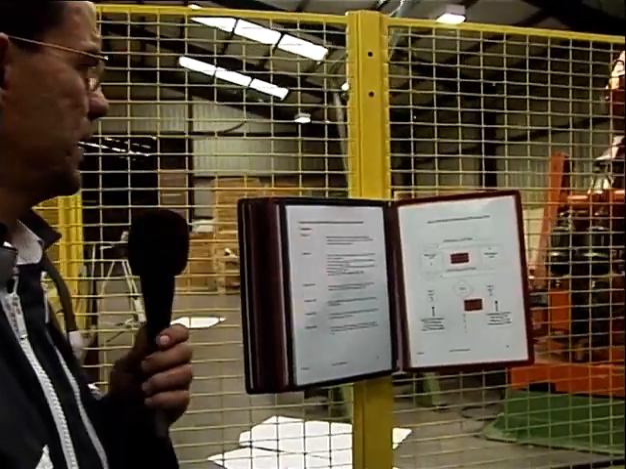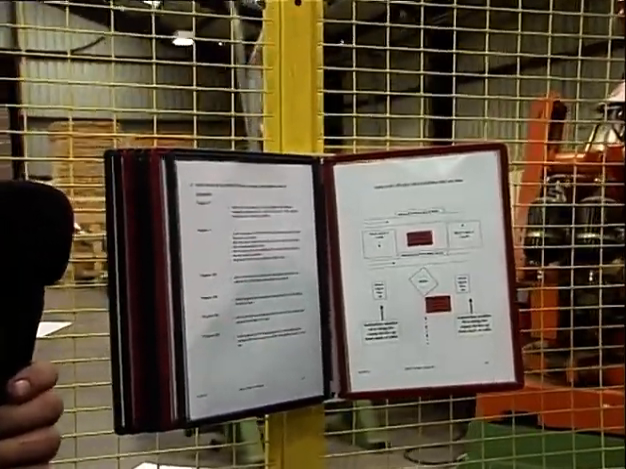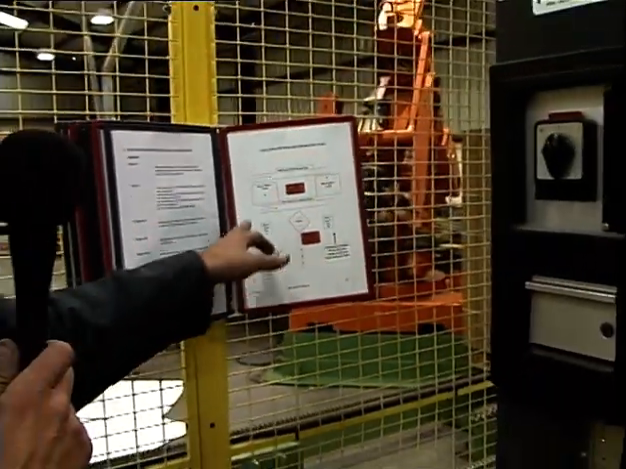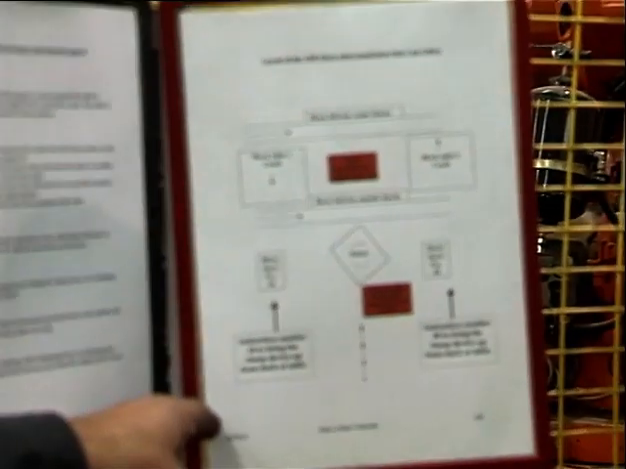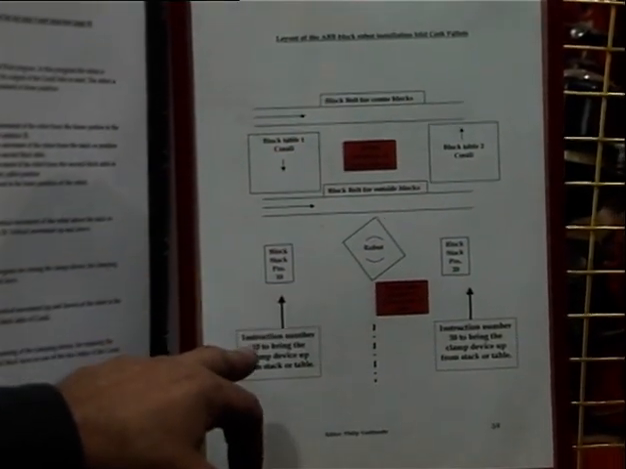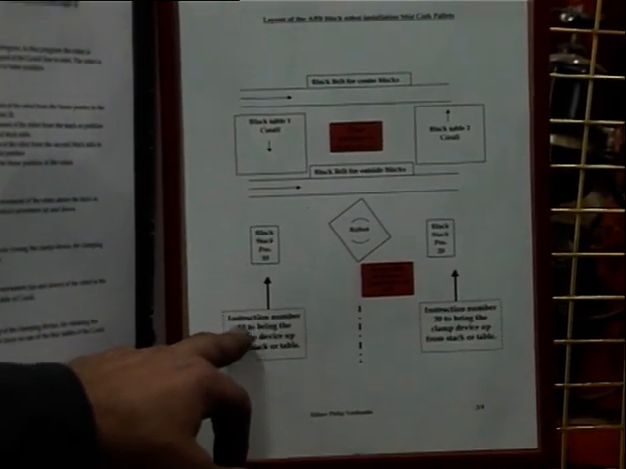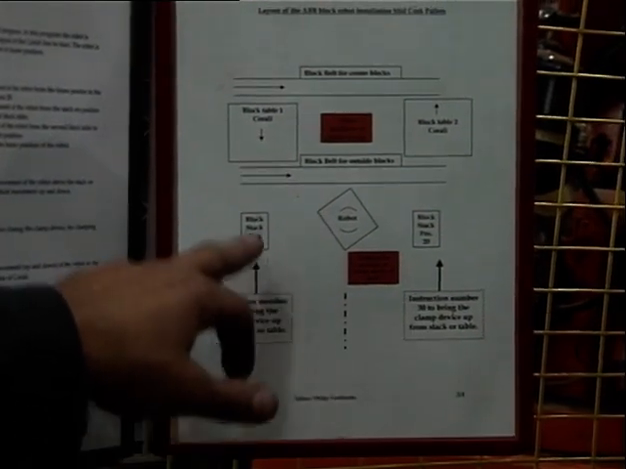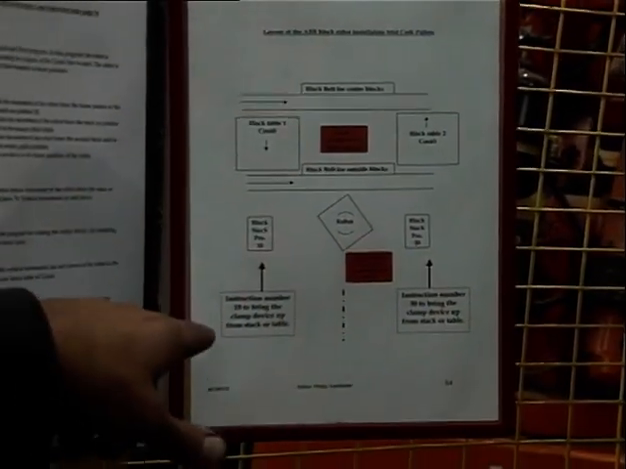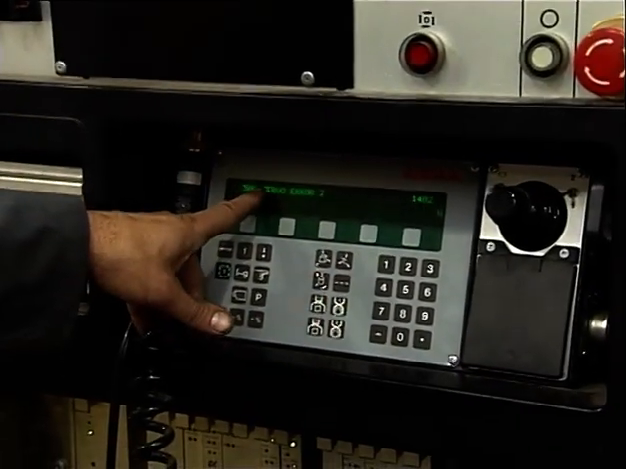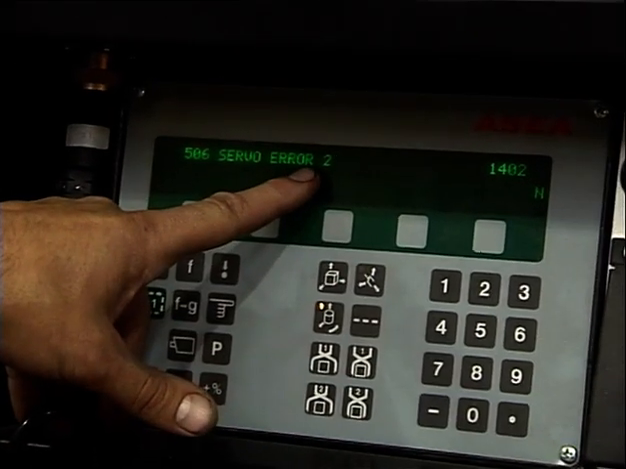So as you have seen, we have a problem. There was a block on the table on position 10. You can also see the layout of the whole installation. Thus the block was on table 1, and I have also put here what you must do to bring the robot clamp up device above the table, so you can take away the block. Therefore you see here on the screen of the teach panel that we have again a servo error 2.